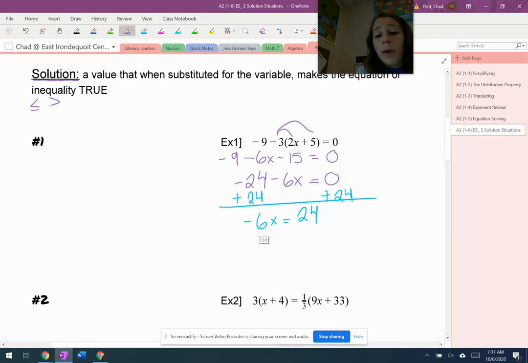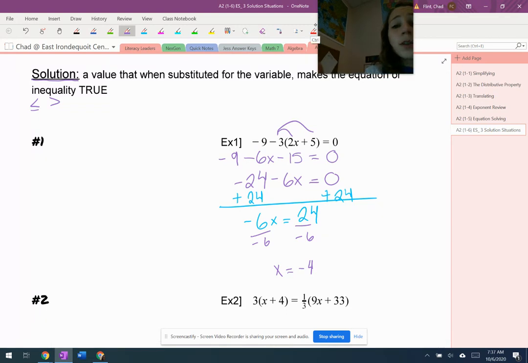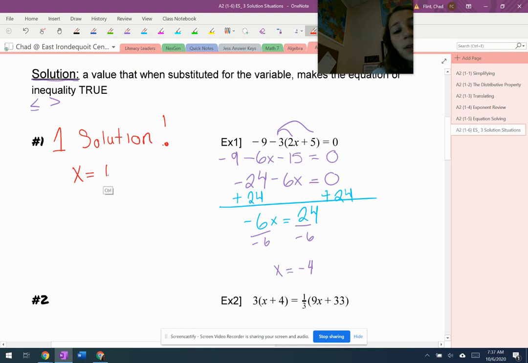-6 is being multiplied by x, so I can go ahead and divide by -6, leaving me with x is equal to negative, because it's a positive divided by a negative, 4, because 6 times 4 is 24. So this is the first situation where you get what is most typically called one solution. Something like x equals a singular number. All right, so let's look at the second case in our next video.